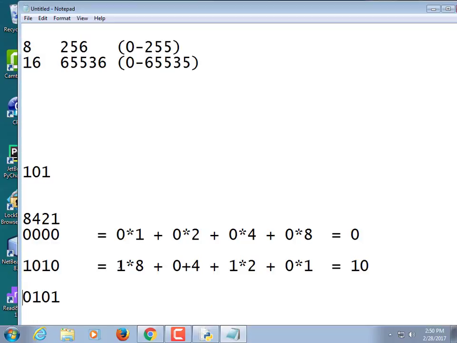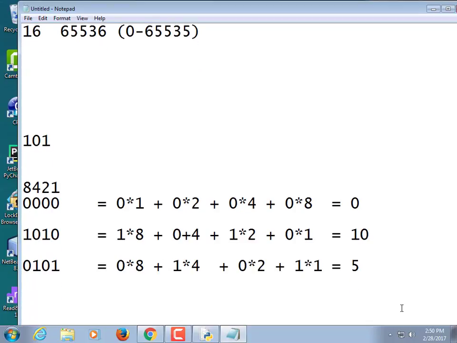0101. How many 8s are there? You're still using the 8, 4, 2, 1, right? Right, right. So 0 times 8. Now we're cooking. Plus 1 times 4 plus 0 times 2 plus 1 times 1. You don't add anything that has zeros, so you add the 4 and the 1 and you get 5.